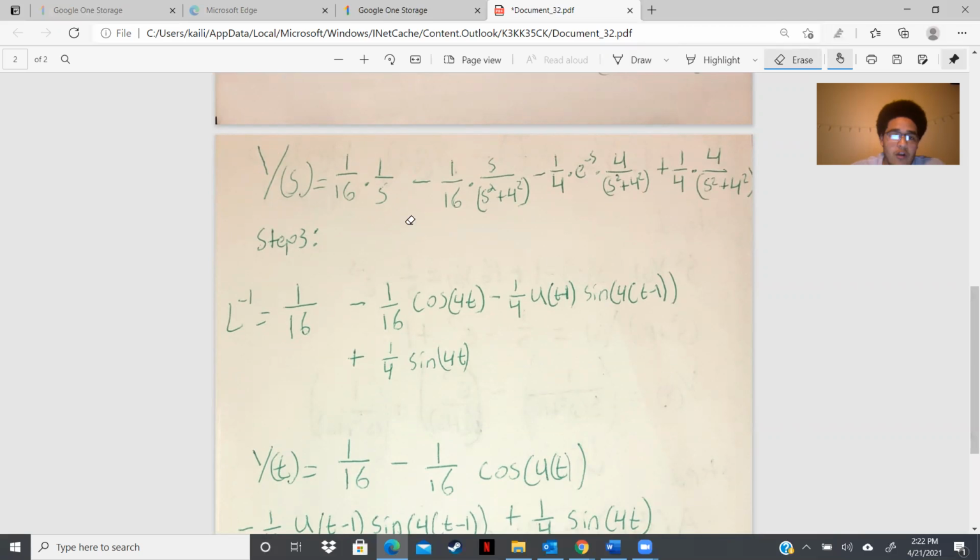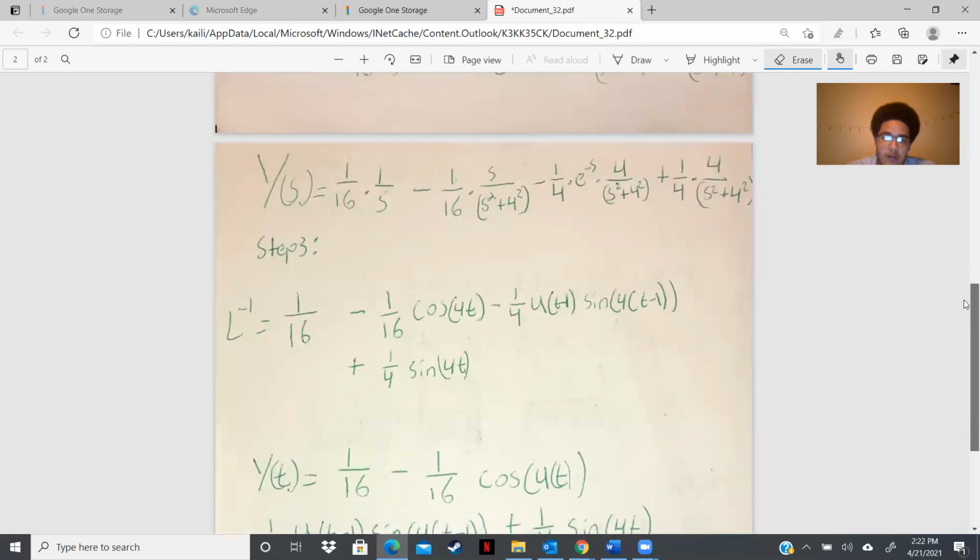So we've got 1 over 16 times 1 over s, minus 1 over 16 times s over s squared plus 4 squared, and minus 1 over 4 times e to the negative s times 4 over s squared plus 4 squared, plus 1 over 4 times 4 over s squared plus 4 squared. And if you notice, I added 1 over 4 and a 4 to a couple of things. That makes the inverse Laplace for step 3, which we're about to begin, a lot easier.